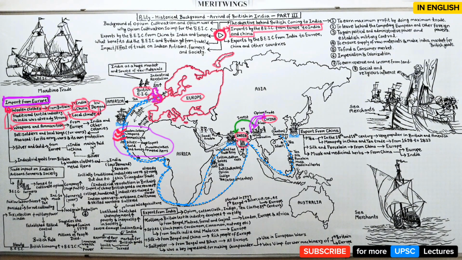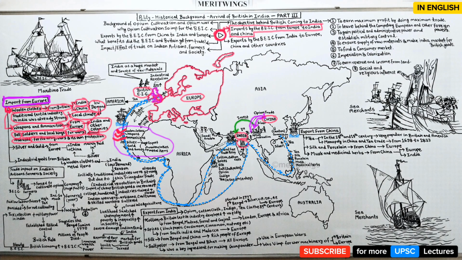Friends, the East India Company used to bring weapons and ammunition from Europe to India and other colonies and sell them to the soldiers and local kings there, so that they could use them in their wars. The company also used these weapons and ammunition for its army, wars and for its own protection.